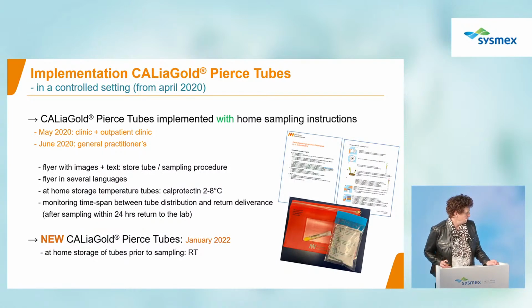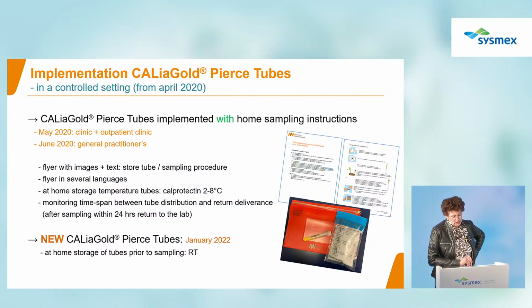With the new CALiaGold Pierce tubes, we started not in January but at the beginning of February 2022. We had a new home sampling system in which we can keep the tubes at room temperature. So we changed the instructions that we give to the patients and say, well, you can keep the tube at room temperature, not in the fridge. So it is easier for them, and it is a little bit cleaner in the mind.